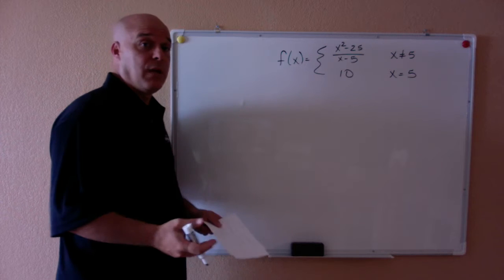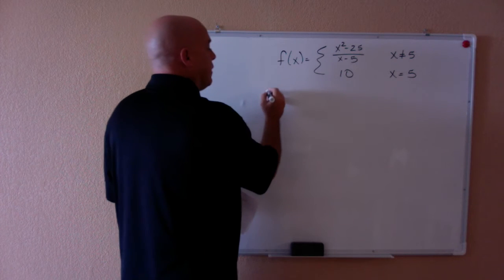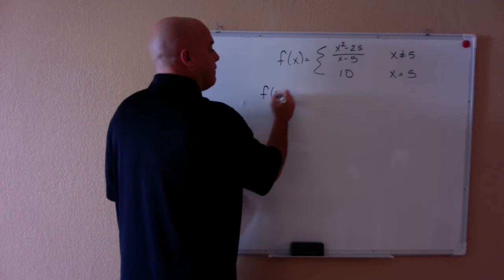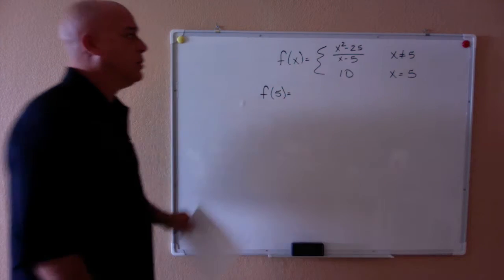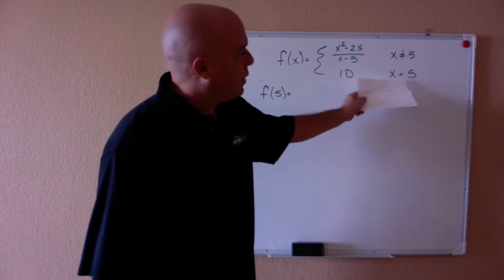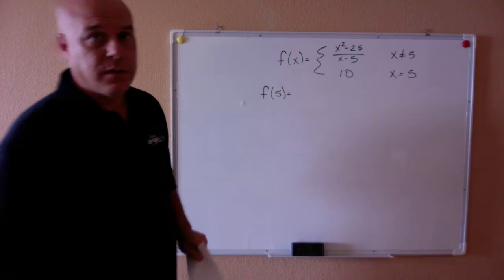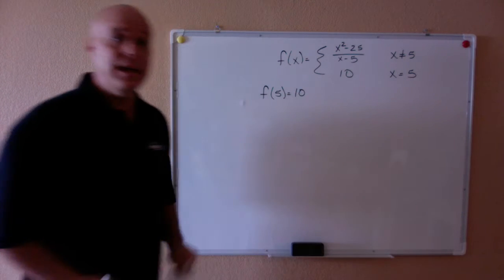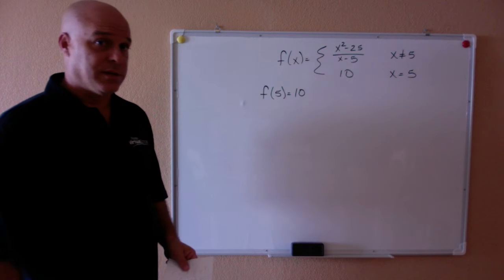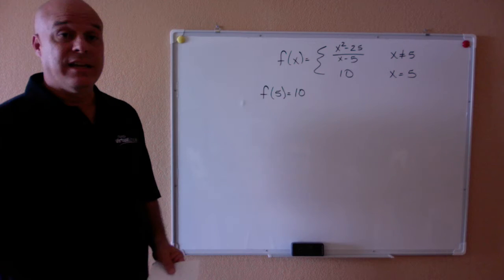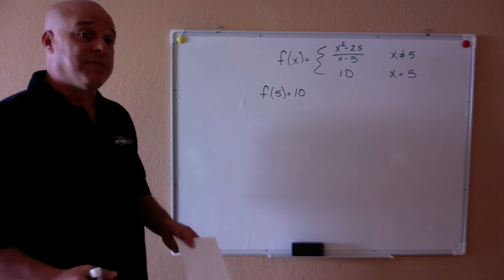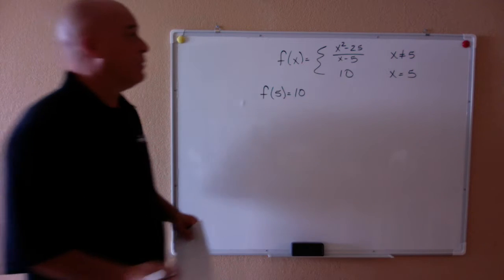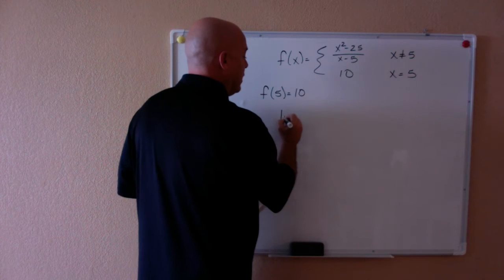So again, first thing I want to look at is, does the function exist at f of 5? That's my first condition, and sure enough, when x equals 5, I'm supposed to be using the bottom function, and that tells me that f of 5 is going to be 10. I get a value, so the first condition is satisfied. The second condition is that I have to see if the limit from the left is equal to the limit from the right. So let's evaluate the limit here.